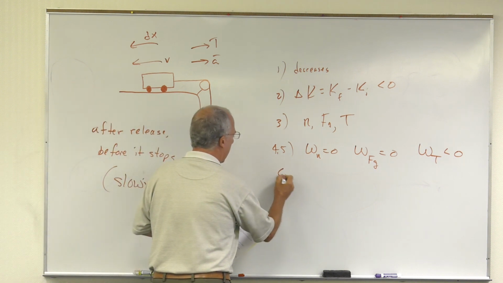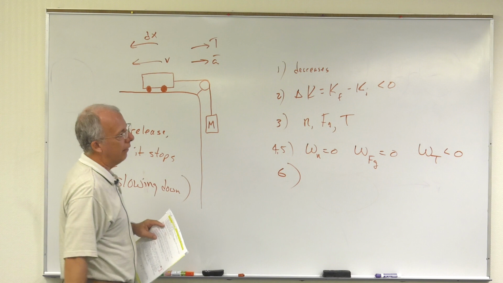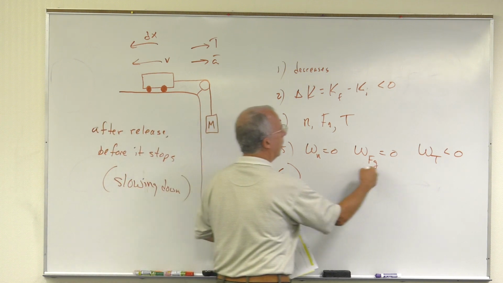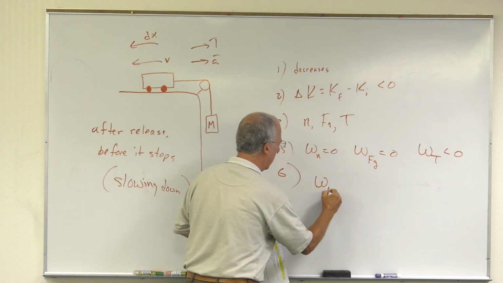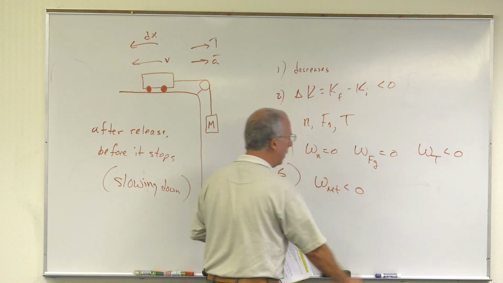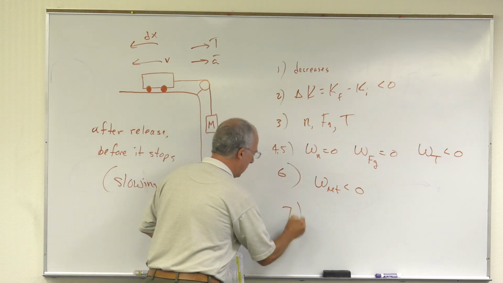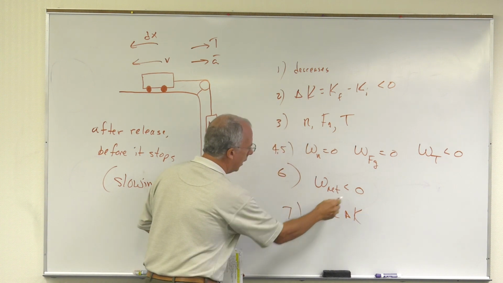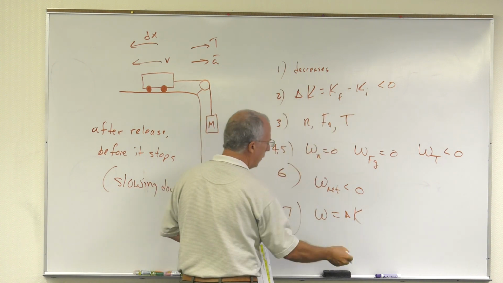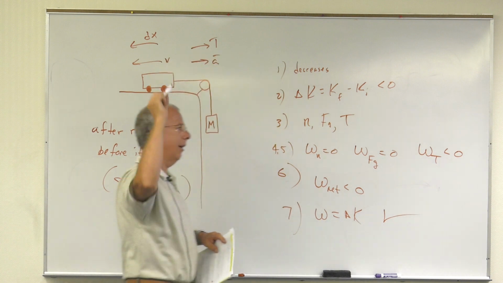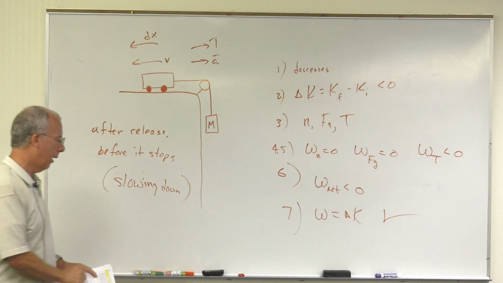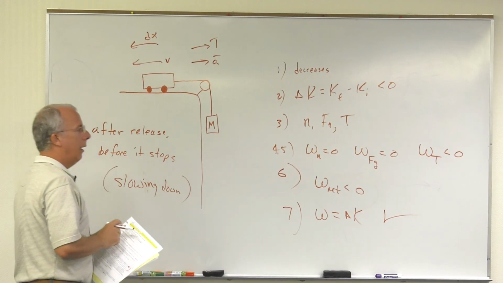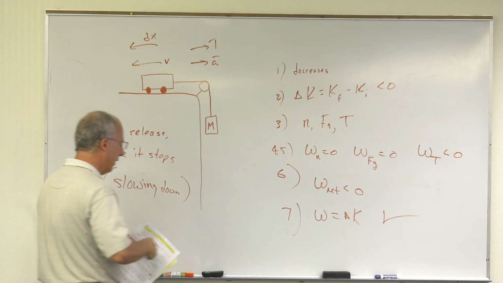6. What's the sign of the net work? 0, 0, negative, so the net work is less than 0. 7. W equals delta K. So work is negative, delta K is negative. It agrees. That's all. Just to make sure you understand all the signs and everything.